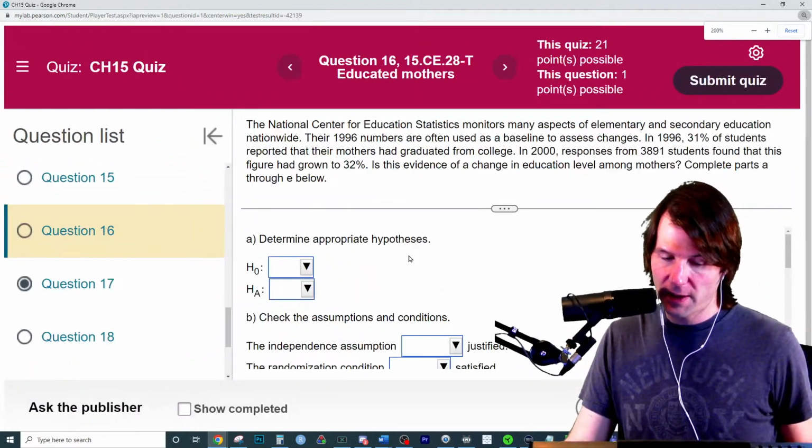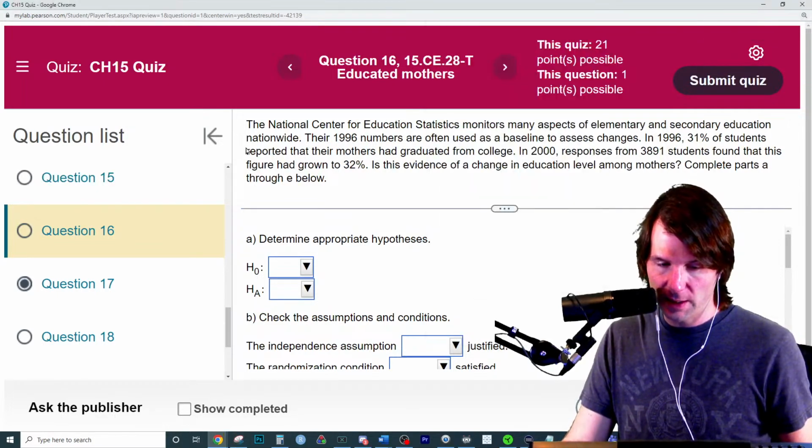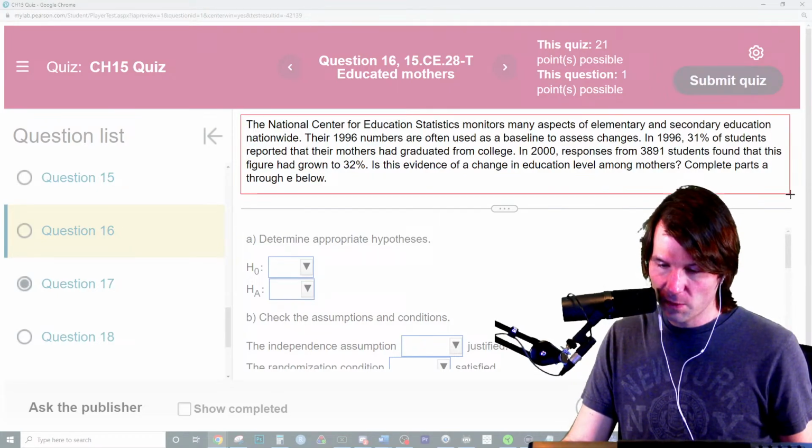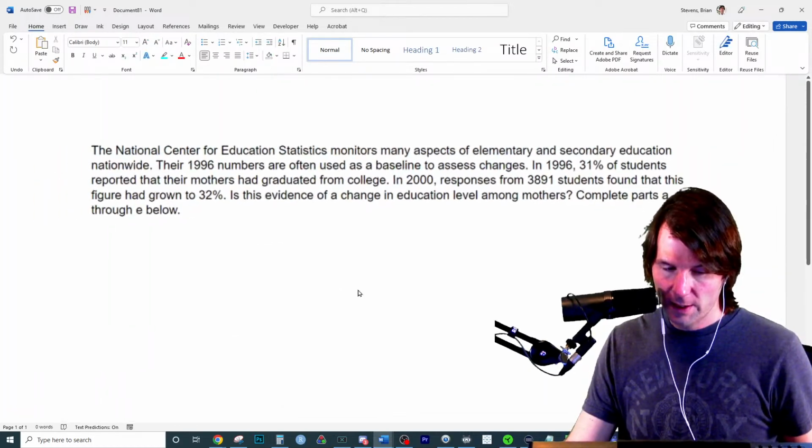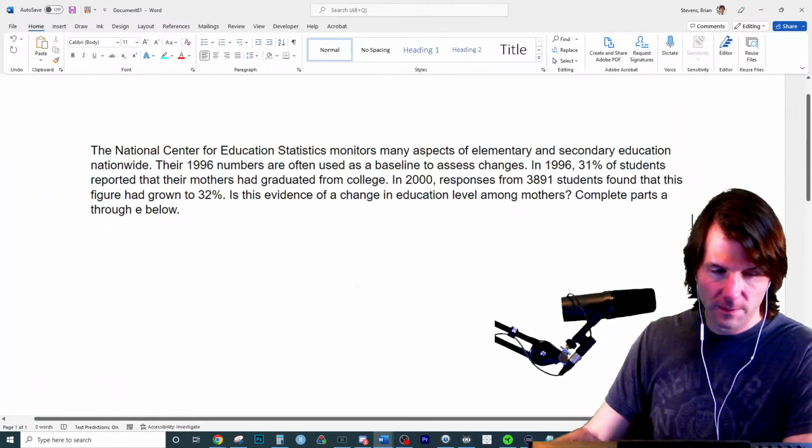So let's identify the notation of this problem before doing it. What is the notation right here? I'm going to highlight things that you should know notation-wise. Can anyone tell me any of the notation?